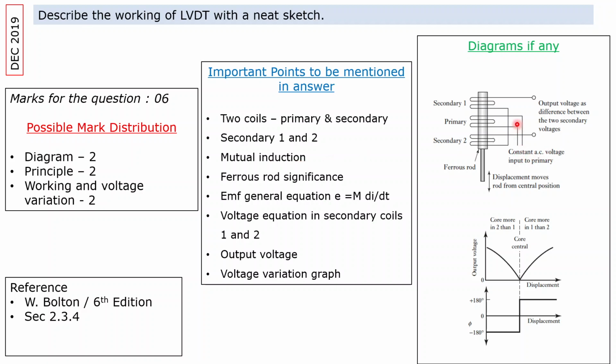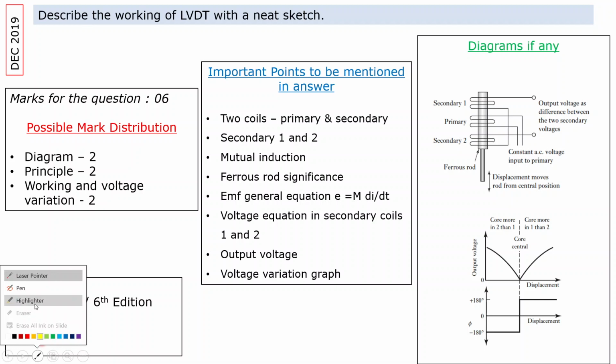If you are giving a constant AC supply to this primary coil, this will create a magnetic field, and you are inserting a ferrous rod into this particular system. So what happens is that the magnetic field is distorted by this ferrous rod, which induces a voltage, and that output voltage is taken from the secondary coil. The general EMF equation is given by E = M di/dt, where M is the mutual inductance. And you have to mention the voltage variation in secondary coils 1 and 2. Like this, I will explain here.